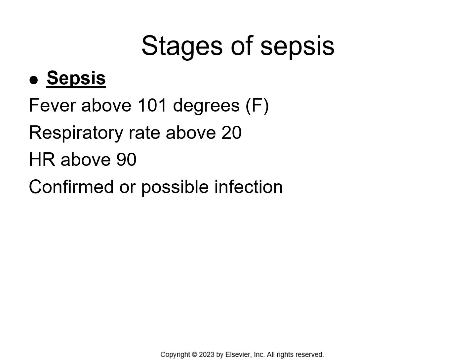So there are different stages when we're looking at sepsis. The first stage of sepsis, we're going to see an elevated temperature, a fever above 101 degrees Fahrenheit. Second thing we're going to see is a respiratory rate above 20. We're going to be tachypneic. Third, a heart rate above 90, so we're going to be tachycardic. And then a confirmed or possible infection.